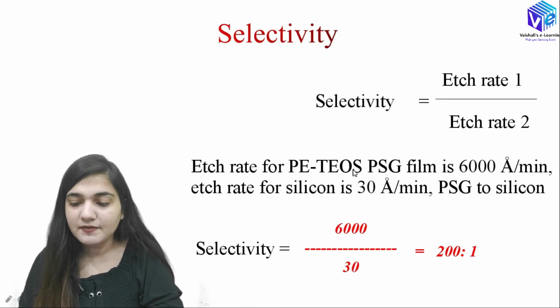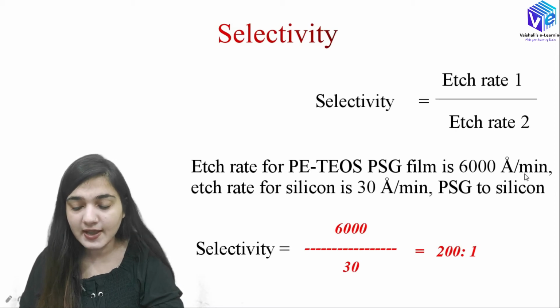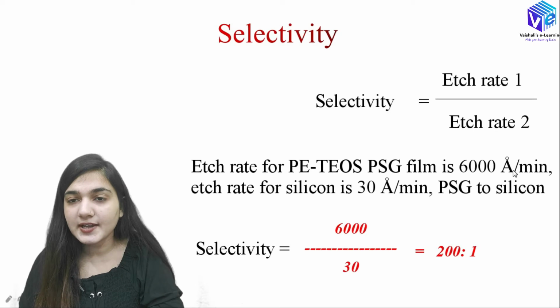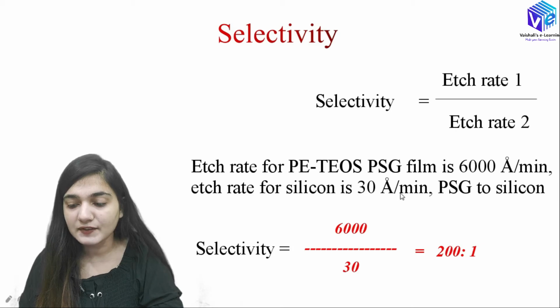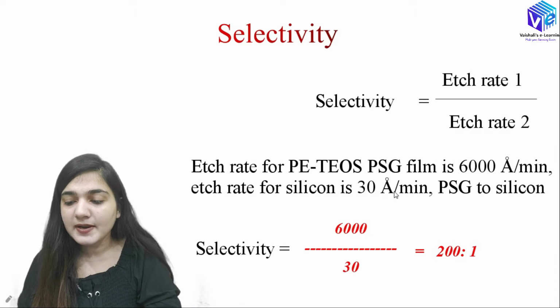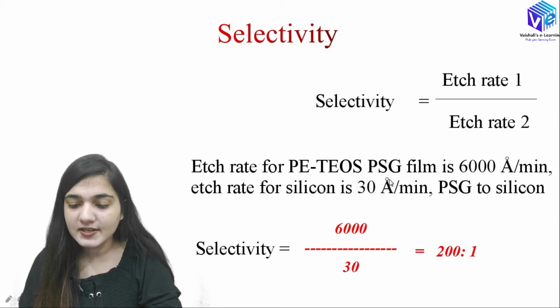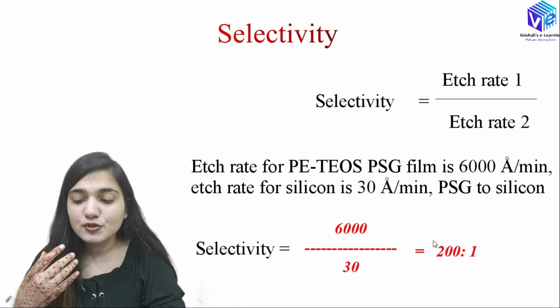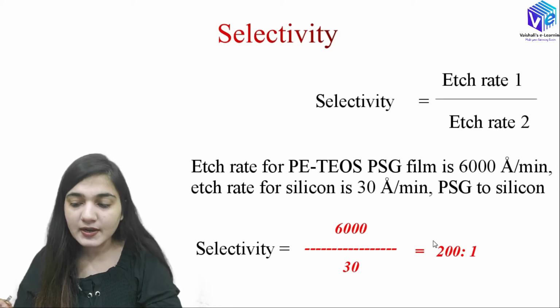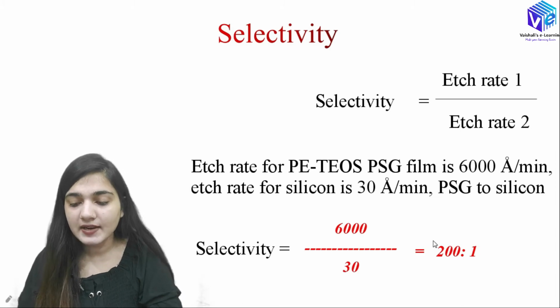So for example, we have the PETEOS PSG film which has an etch rate of 6000 angstrom per minute for a given chemical. Similarly the etch rate for silicon is 30 angstrom per minute. So if I want to find out the selectivity, I will divide the etch rate of PSG by the etch rate of silicon, which is 6000 upon 30, which will be around 200:1, which is a very good selectivity. So in this process I will be removing the PSG very fast as compared to the silicon.